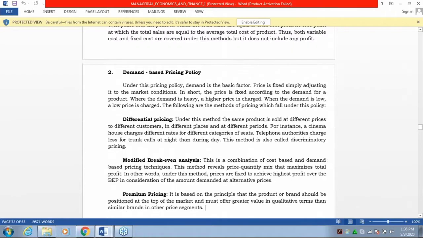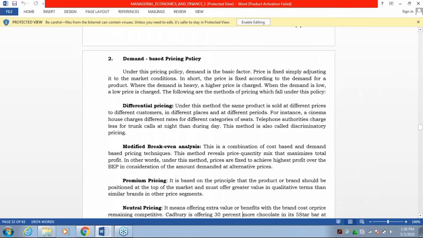Then number two is the demand-based pricing policy. Under this, demand is a basic factor. That is, the level at which people ask for that product is a basic factor. So price is fixed simply by adjusting it to the market conditions. In short, the price is fixed according to the demand for a product. So if the demand is higher, look at this COVID-19 period, the higher people demand such a product, the higher the cost. That is what we are talking about. Are we getting it?